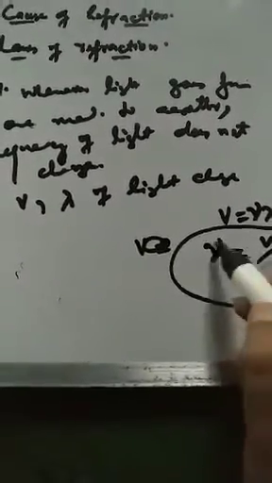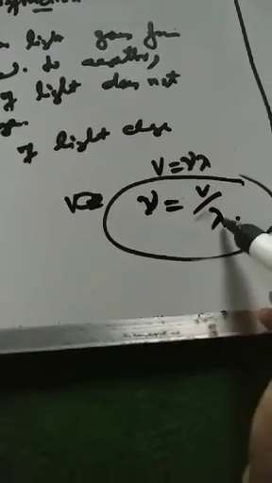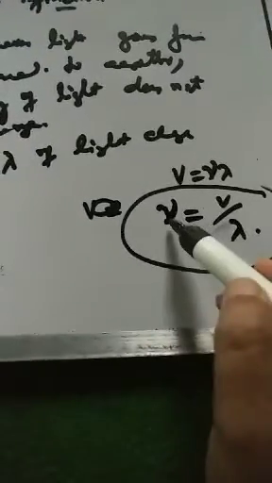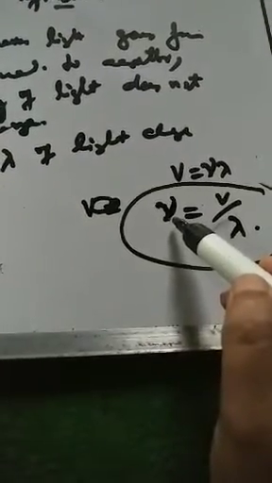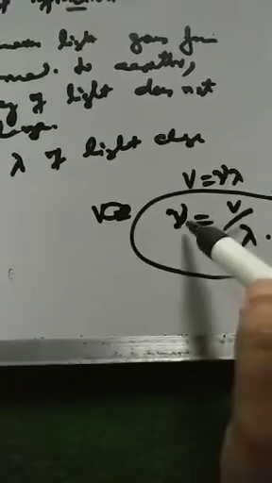Velocity, frequency remain the same. These two change: if v increases, wavelength decreases, nu remains the same. Similarly, if v decreases, lambda increases, nu remains the same. Nu, that is frequency, remains the same. So first law is whenever light goes from one medium to another, frequency of light does not change, however the velocity and wavelength of light changes. This is the first law.